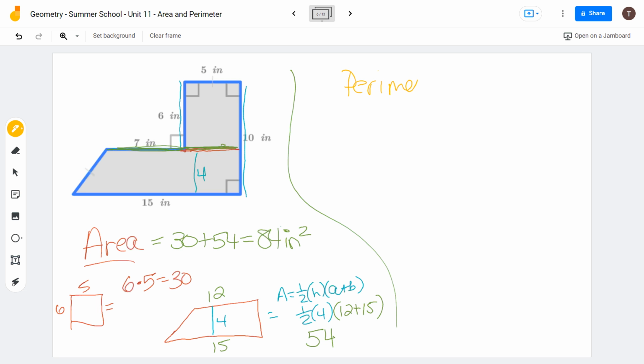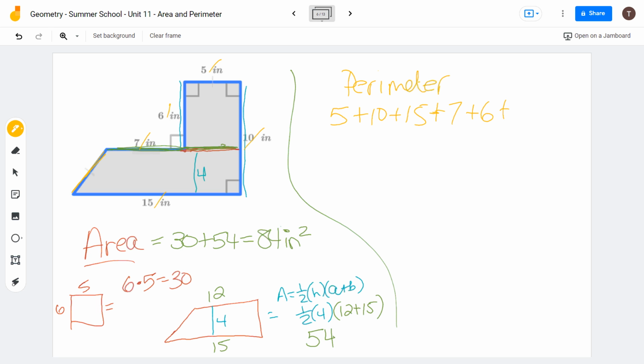what I'm worried about is the distance around the outside. Often it's easier just to add up all the sides than worrying about using the formulas. So let's start here. I have a 5, so I'll cross that off. I have a 10, cross that off. I have a 15, cross that off. I have a 7, cross that off. I have a 6, cross that off.